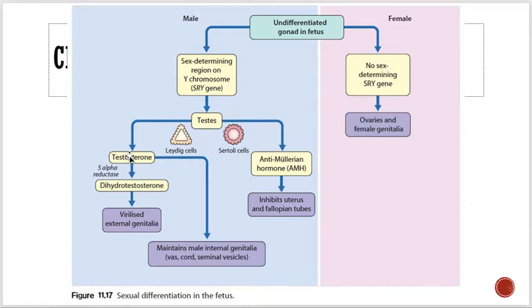Now when they produce testosterone, testosterone is the one responsible for maintaining the male internal genitalia, which is the vas deferens, epididymis, and seminal vesicles. And again, testosterone is also responsible, through an enzyme called 5 alpha reductase, which changes it into dihydrotestosterone, and then it is responsible for virilization of the external genitalia.